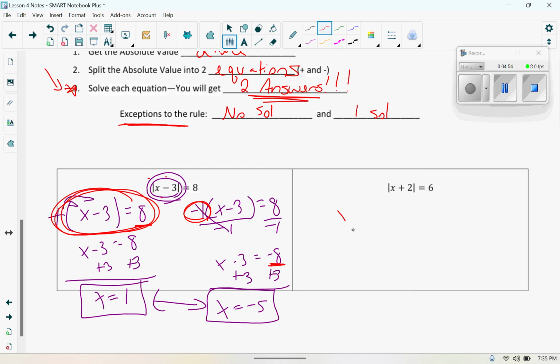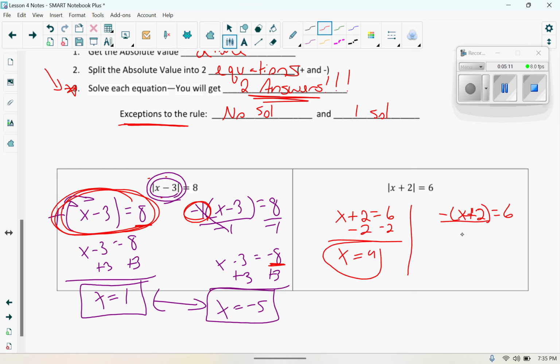So I'm going to have the positive version of x plus 2 is equal to 6, and then I'm going to have the negative version of x plus 2 is equal to 6. When I do this side, I'm just going to subtract 2 and I get x is equal to 4.